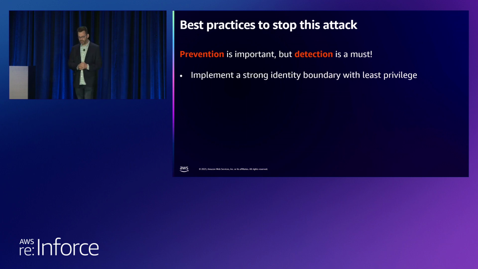But it does happen frequently. So creating that strong identity boundary with least privilege, again, there's no substitution. That is a very common vector for lateral movement.